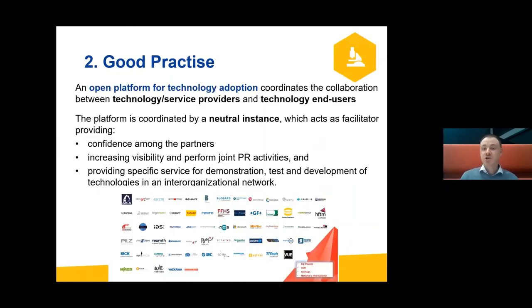Provide a collaboration platform. We, the Swiss Smart Factory, are an open platform for technology adoption. We are a neutral platform. Often we refer to ourselves as a demilitarized zone. We have here 1,000 square meters of laboratory floor on which companies can come and work with us. We provide them a project. It's called a lighthouse project.